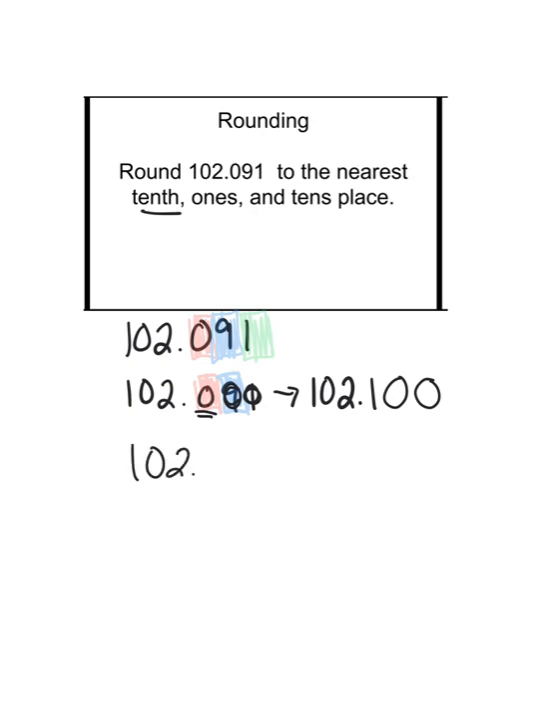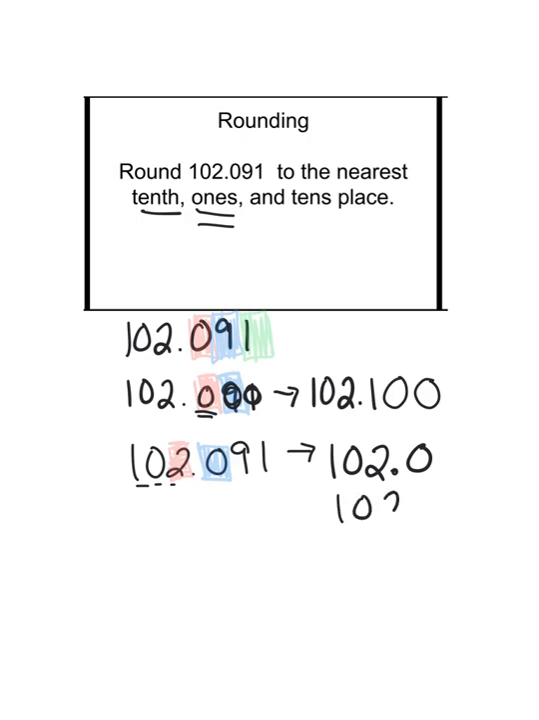Now we're going to round 102 and 91 thousandths to the nearest whole number, or to the ones place. Find the digit that's in the ones place. Find its next door neighbor. 4 or less, let it rest. So these digits all are going to stay the same. That's the let it rest. And you can either include the decimal point in the 0 or not. It doesn't change the value of the number.